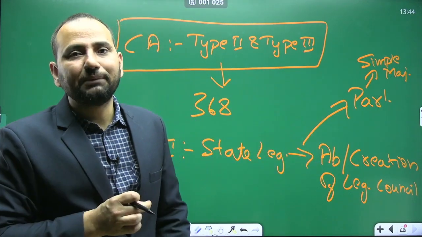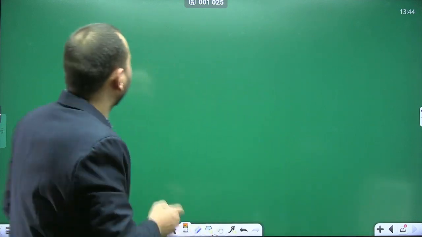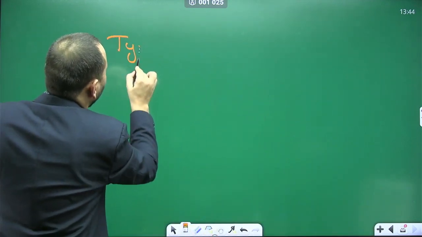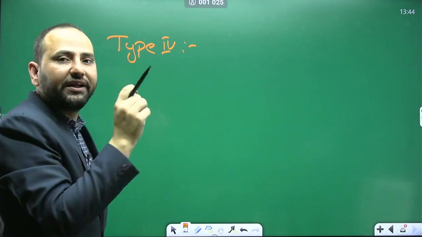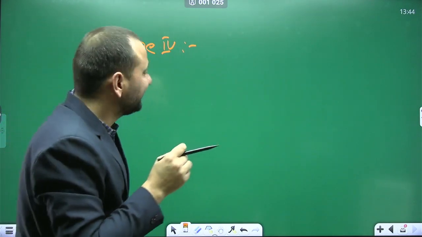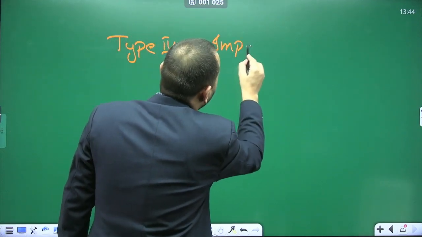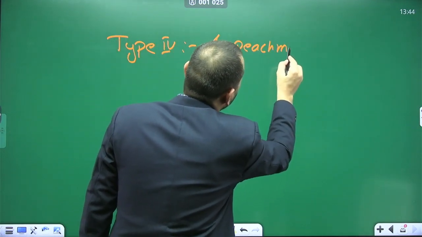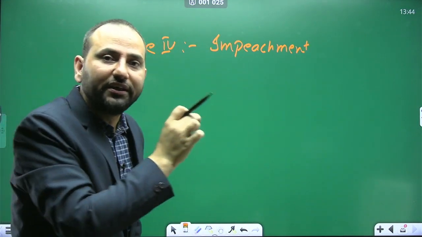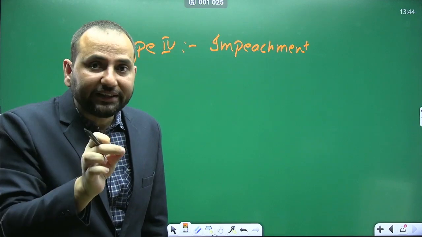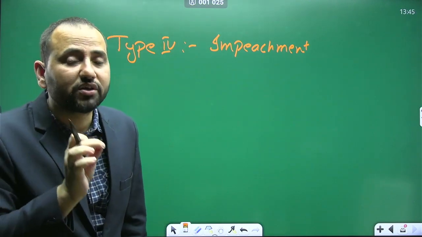The last concept which we need to understand here is type 4. When we talk about type 4, we have to understand that there is only one example associated with this, that is the example of impeachment of the President of India. You have to understand that the Constitution does not use the term impeachment for any other structure, only for the President of India. Even in the case of the judges, the term impeachment is not used in the Constitution. The term used is removal.